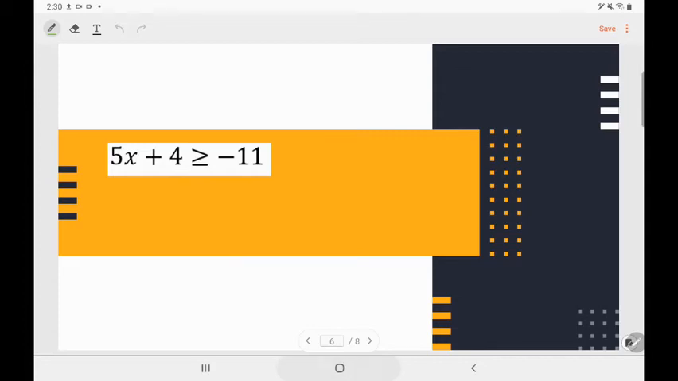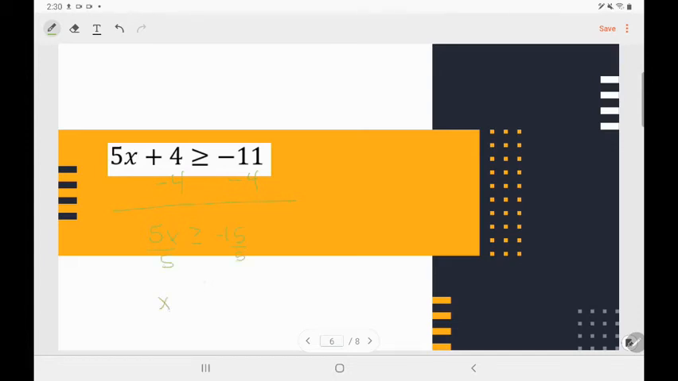Now this last problem for two-step inequalities is going to continue to be the same problem. So subtracting 4, 5x is greater than or equal to -15. I'm going to divide both sides by 5.